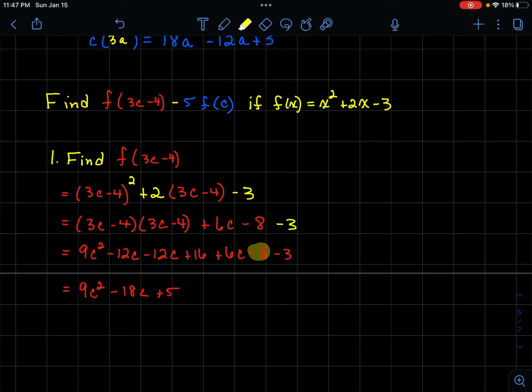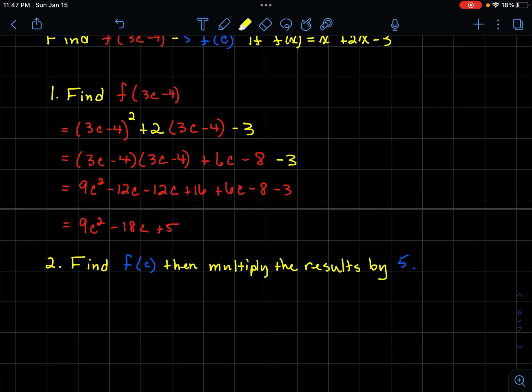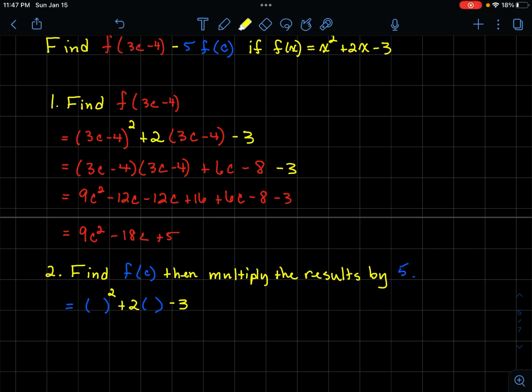Add those up, and that's where the 5 comes from. So that's just f of 3c minus 4. We haven't even messed with the 5 times f of c yet, but now we're going to go to it. So that's what step 2 is for. Can we figure out what f of c is and then take that result and multiply it by 5?